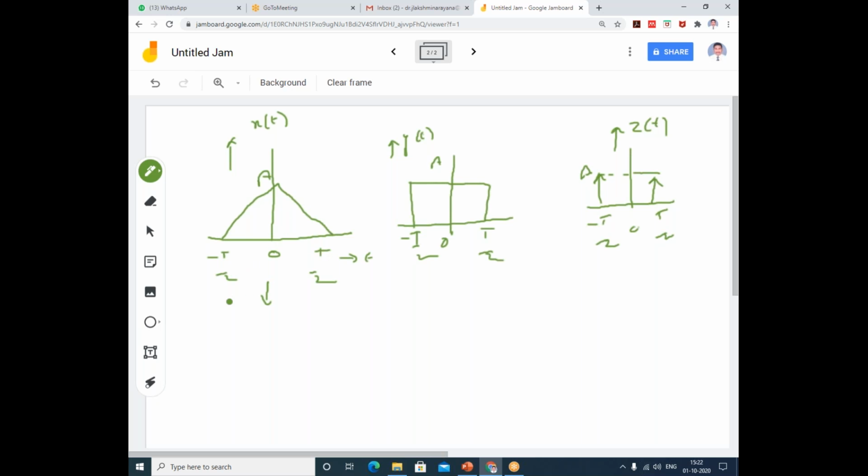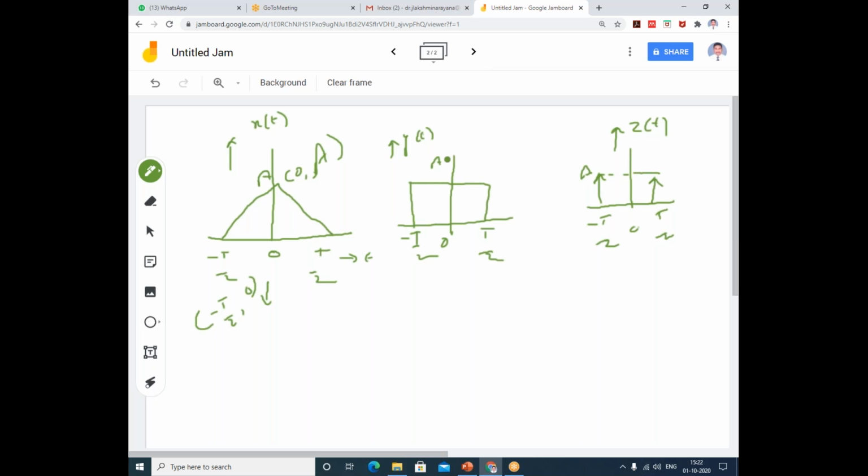Now, please tell me the relation for a triangular waveform whose amplitude is A, from minus T by 2 to T by 2. Now, this you can write in a coordinate system like this. The coordinates for this are minus T by 2 comma 0, and the coordinates for this are 0 comma A.